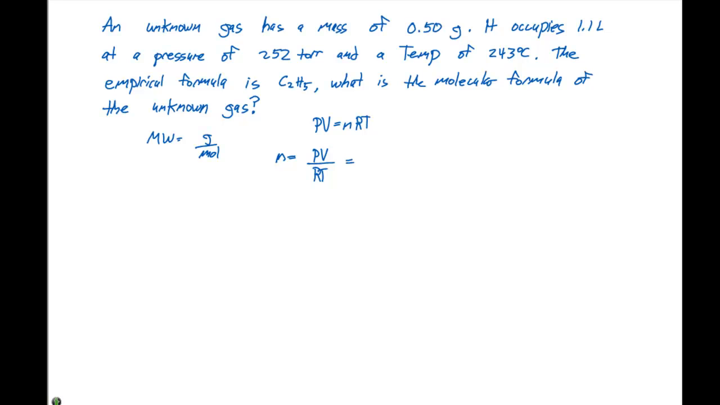Now remember, when we write this in, our value for R is going to be 0.0821 liter atmospheres per mole times Kelvin. So in order to cancel out everything here, we're going to need our volume in liters, our pressure in atmospheres, and our temperature in Kelvin. Our pressure is given as 252 torr, so we need to convert this to atmospheres. 1 atmosphere is 760 torr.